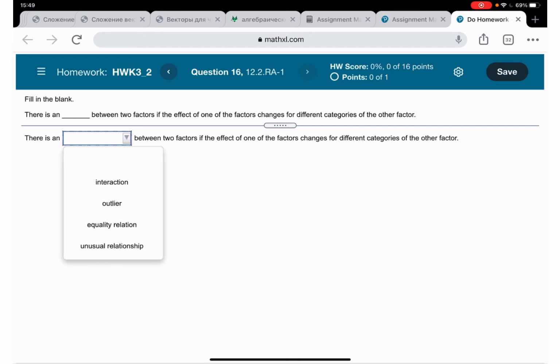There is an interaction between factors if the effect of one of the factors changes for different categories of the other factor. Okay, if one factor is changing, we learned that there can be interaction. So it's going to be the interaction. I am done.